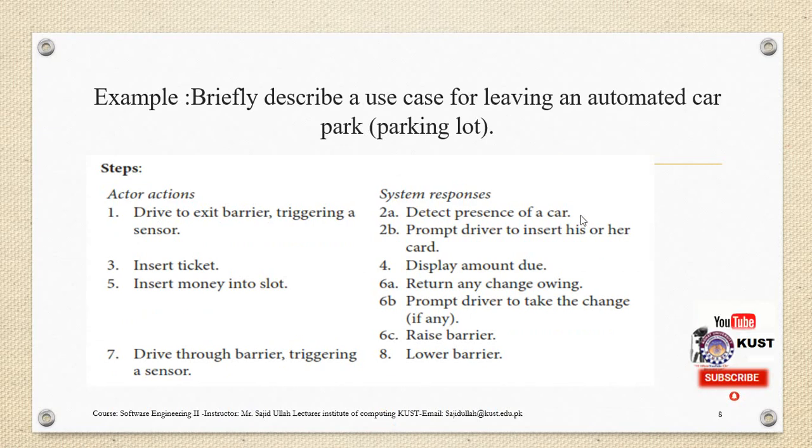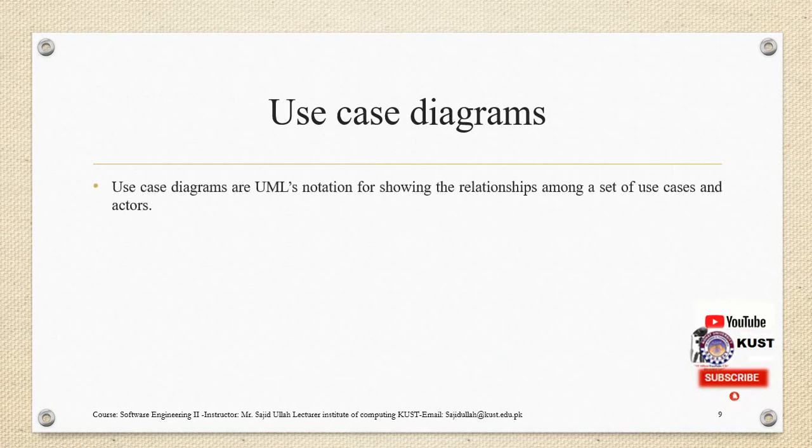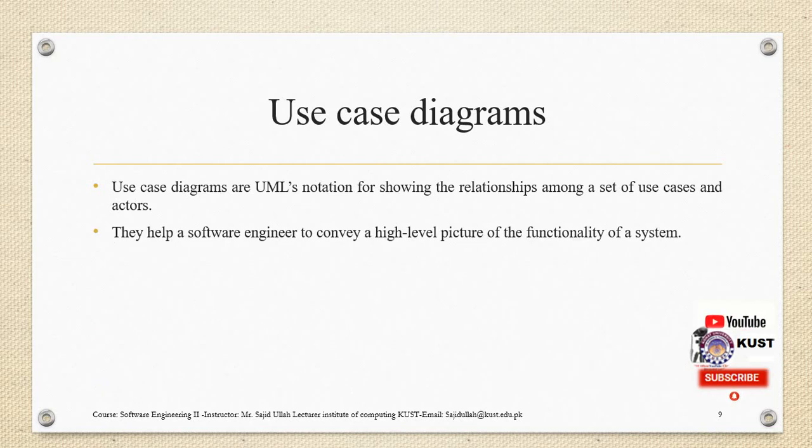These are the steps. The driver will drive the car to the exit barrier, triggering, or sensor triggering, means activating the sensor. System will detect the presence of car, prompt the driver to insert his card. The driver will insert his card. System will display the amount due, driver will insert money into the slot, system will return any change owing, prompt driver to take the change if any, raise the barrier. Driver will drive the car through the barrier and activate the sensor, system will lower down the barrier. Use case diagram.